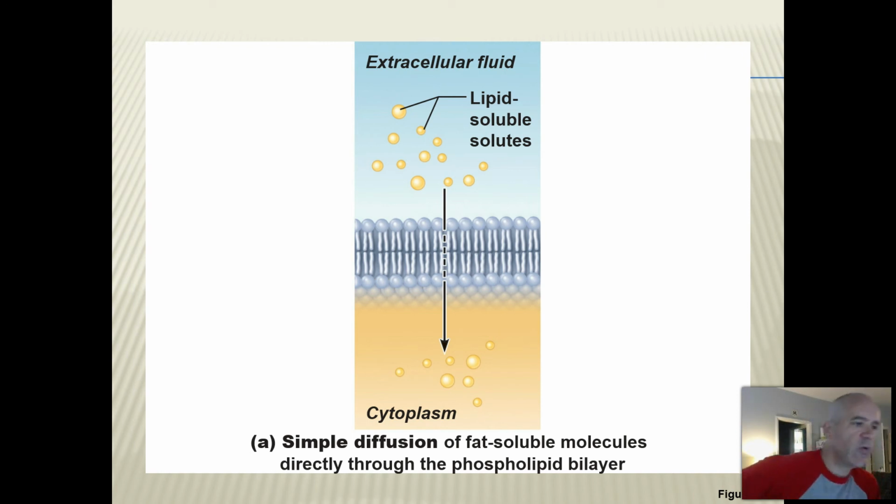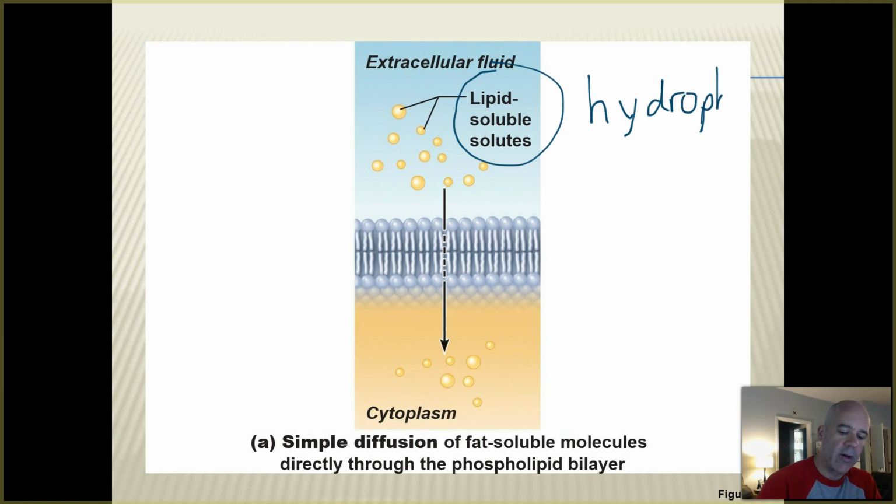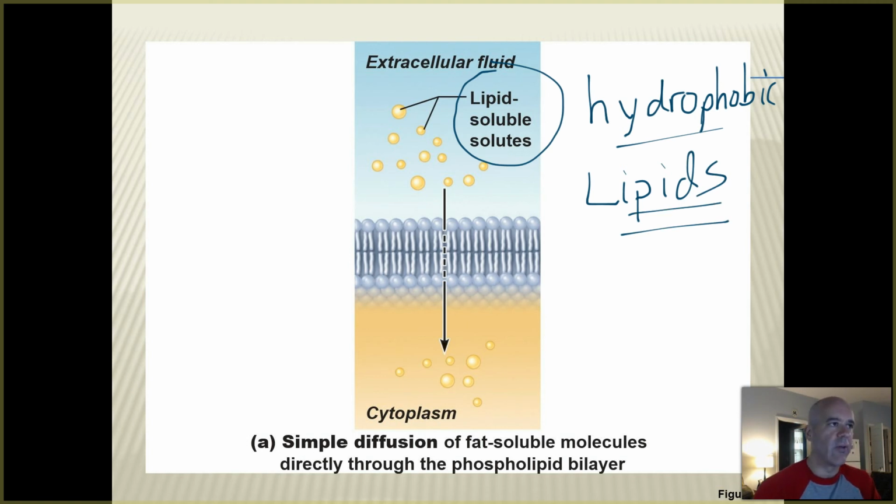All right, so how does diffusion occur across cell membranes? If you have lipid soluble solutes, and again that just means they're hydrophobic, so things like lipids, we talked about in chapter 2 how those are hydrophobic. Those are substances that love these fatty acid tails in here. They don't have any problem getting in there and intermingling with them, and so they can freely diffuse from one side to the other. That's called simple diffusion.